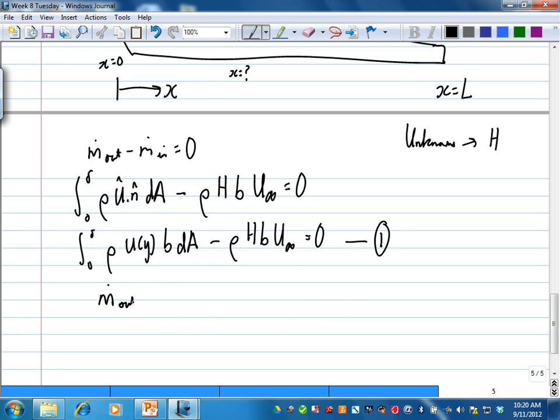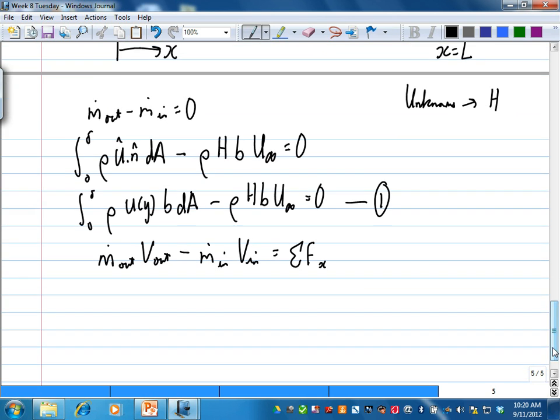Here, second one, M dot out, V out minus M dot in, V in is equal to sum of forces. We are doing in the X direction now. Okay? M dot out, V out is integral 0 to delta rho u y, and this one doesn't come dA anymore, it comes b dy.